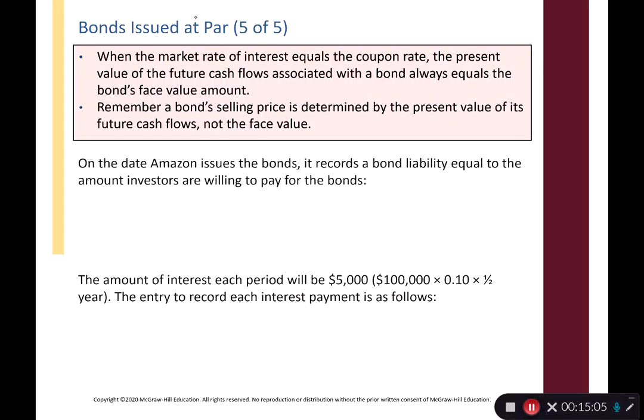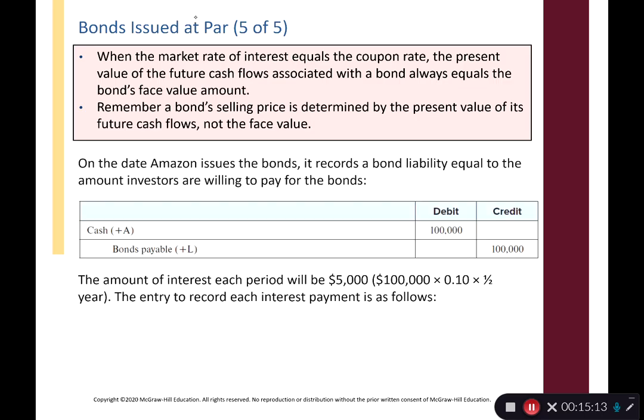So how do we do our journal entries? Well, when we issue the bond, if you follow along on that comprehensive guide I provided, you'll see we debit cash and we credit bond payable for the face value. The issue price and the face value are the same whenever a bond is issued at par.